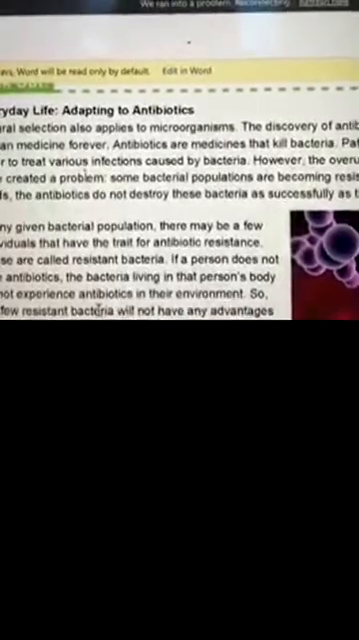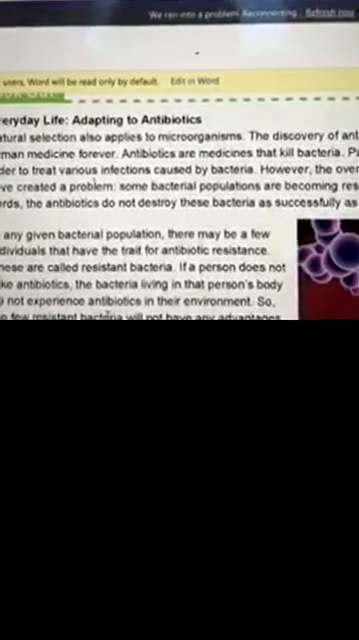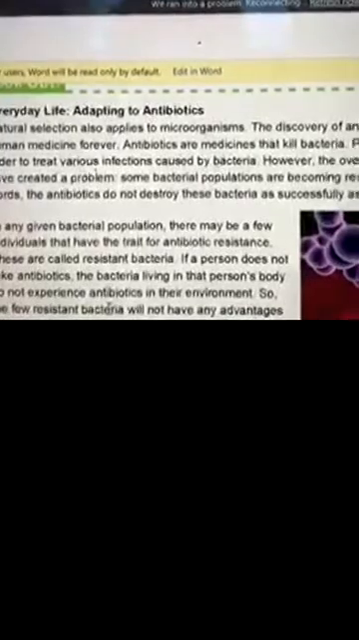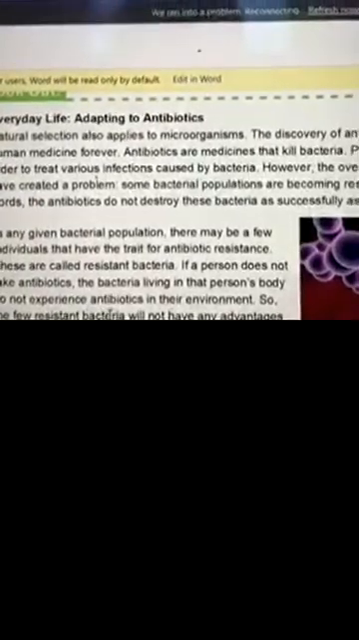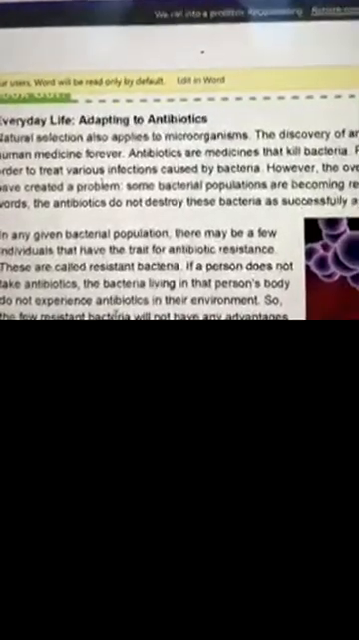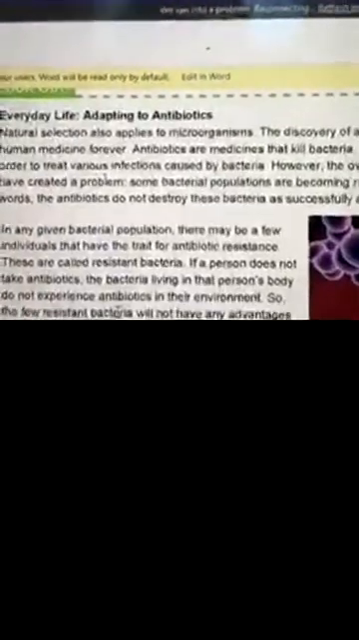Antibiotics are medicine that kill bacteria. Patients take antibiotics in order to treat various infections caused by bacteria. However, the overuse and misuse of antibiotics have created a problem. Some bacterial populations are becoming resistant to antibiotics. In other words, the antibiotics do not destroy these bacteria as successfully as they once did.